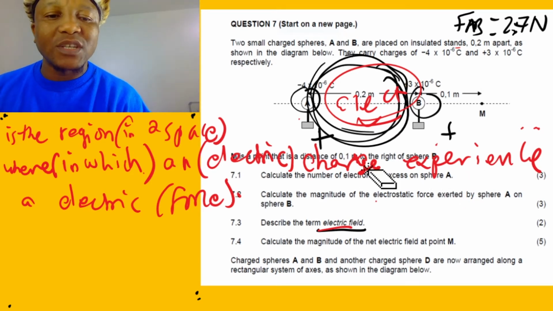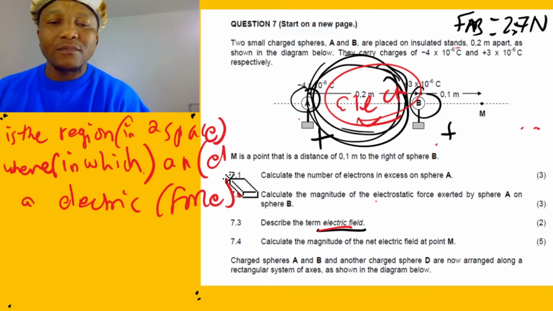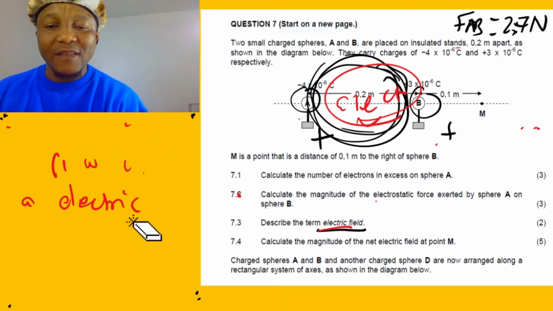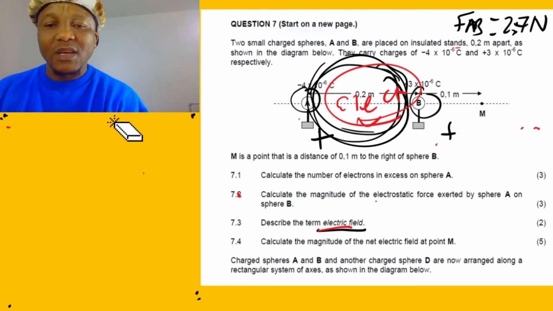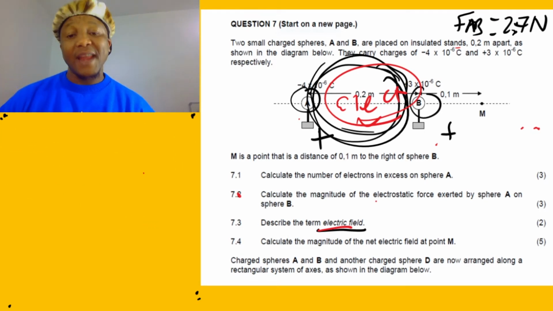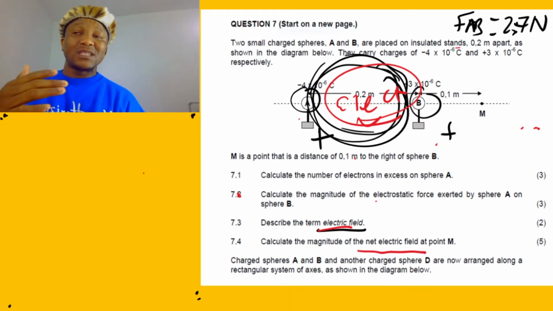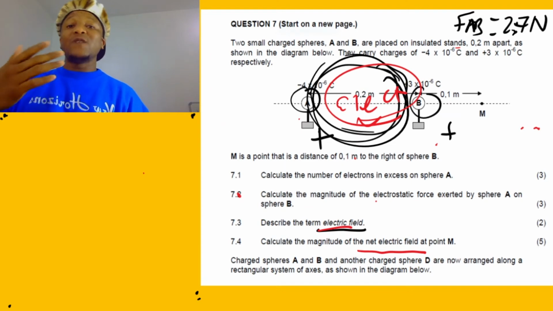Now let's go to the next question. Let me go quick now. The next question is way easy. Let's represent the continent of Africa in an excellent way. Now let's take out the magnitude of the net electric field. You see, this is electric field.